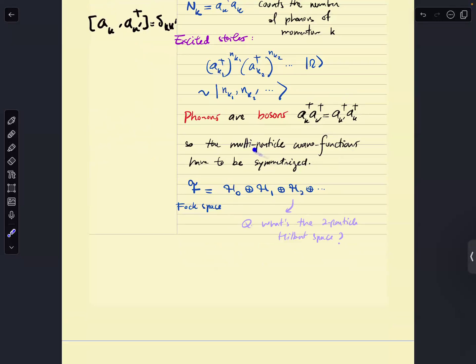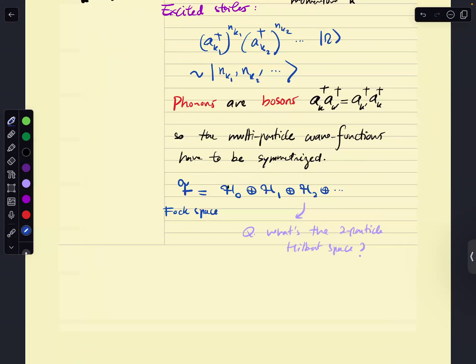So all the multi-particle wave functions need to be symmetrized because these are multi-boson states. So you take the Fock space. The Fock space is the zero particle Hilbert space, which is one-dimensional, right? It's basically this guy. Then you have the one particle Hilbert space. You know how to construct it. We constructed it. Two particle Hilbert space. You can imagine how it works, right? Any thoughts on what the two particle Hilbert space will look like?